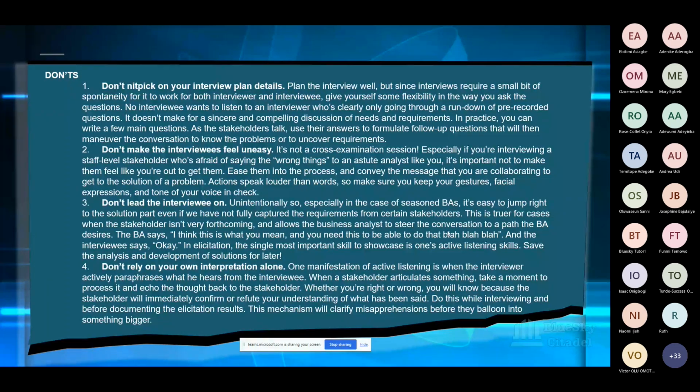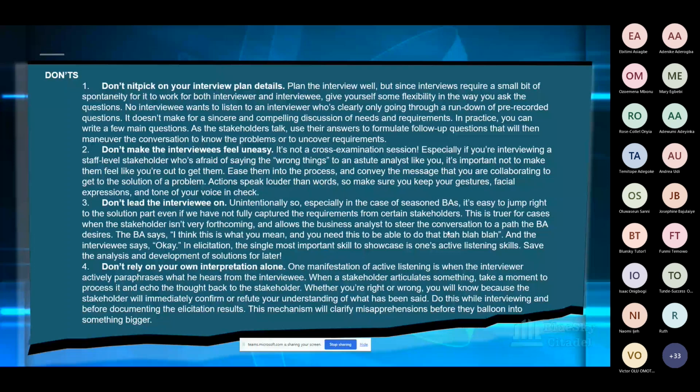Don't lead the interviewee on. Unintentionally so, especially in the case of a BA, it's easy to jump right to the solution part, even if you've not fully captured the requirements from certain stakeholders. This is true for cases when the stakeholder isn't very forthcoming and allows the business analyst to steer the conversation to the part the BA desires. The BA says, I think this is what you mean, and you need this to be able to do that, blah, blah, blah. And the interviewee says, okay.